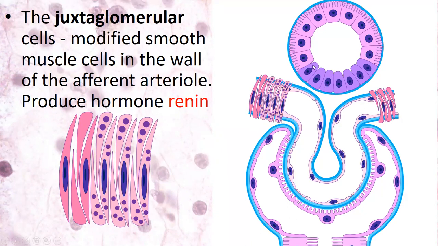So they receive information from the macula densa, which reacts to the osmolarity of blood, and it sends information to the juxtaglomerular cells, and they produce the hormone renin.